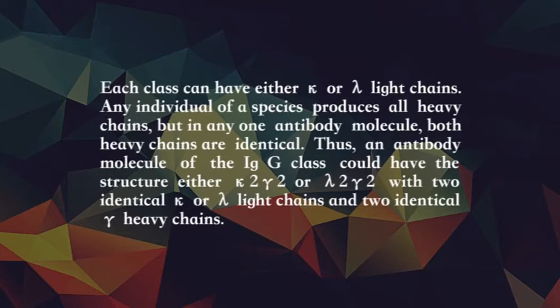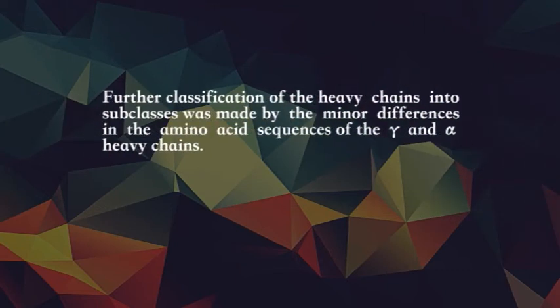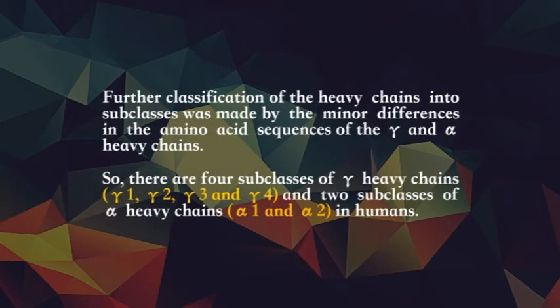Thus, an antibody molecule of the IgG class could have the structure either kappa 2 gamma 2 or lambda 2 gamma 2, with 2 identical kappa or lambda light chains and 2 identical gamma heavy chains. Further classification of the heavy chains into subclasses was made by the minor differences in the amino acid sequence of the gamma and alpha heavy chains. So there are 4 subclasses of gamma heavy chains: gamma 1, gamma 2, gamma 3 and gamma 4, and 2 subclasses of alpha heavy chains, alpha 1 and alpha 2, in humans.